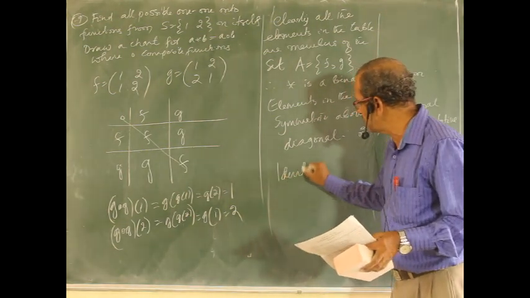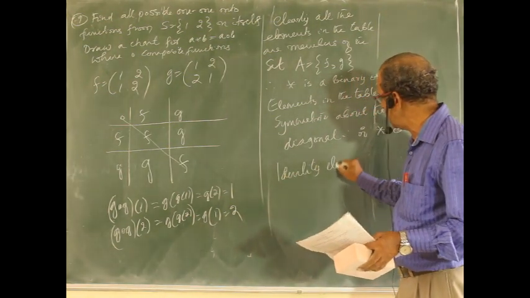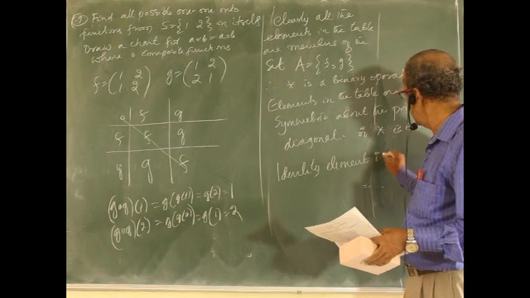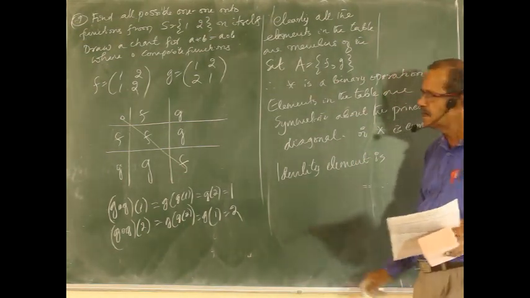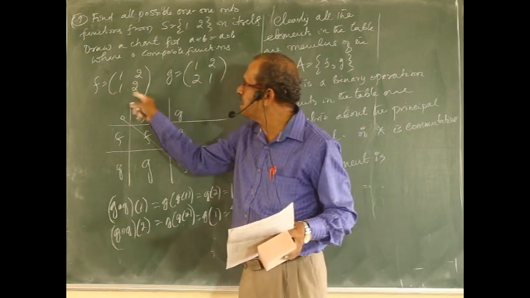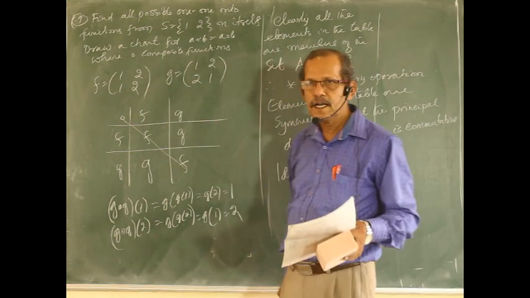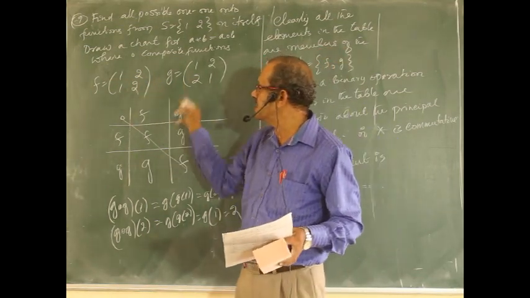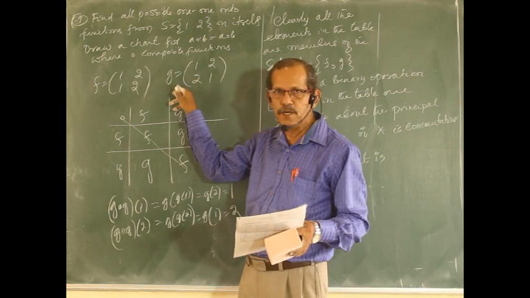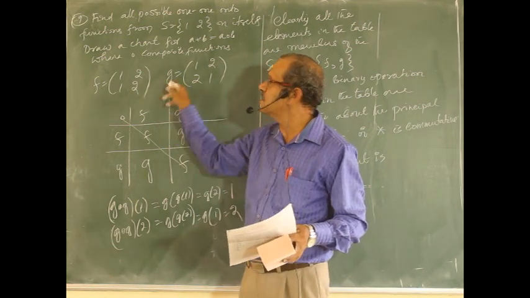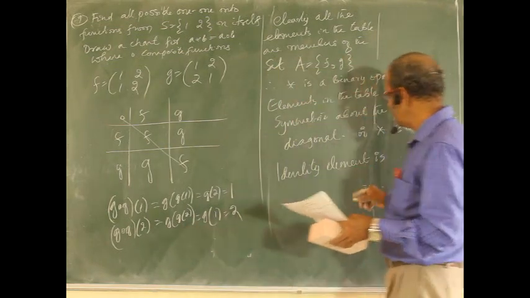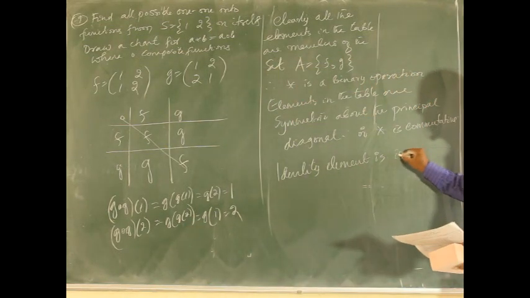Identity element, can you note that one? Identity element means the identity function with which you combine any other function. Any other function means there is only one extra function. Combine that, you get the function G itself. Therefore, identity element is F.